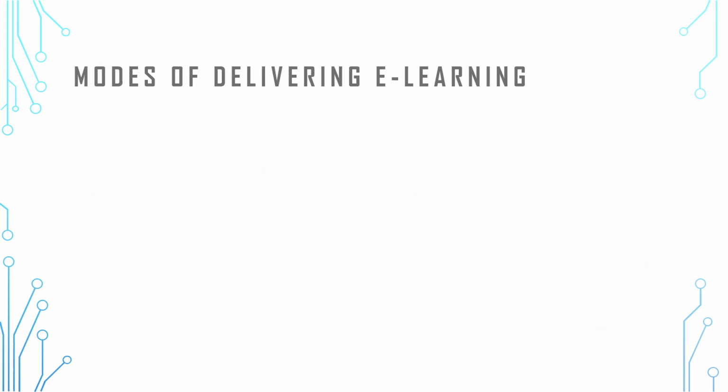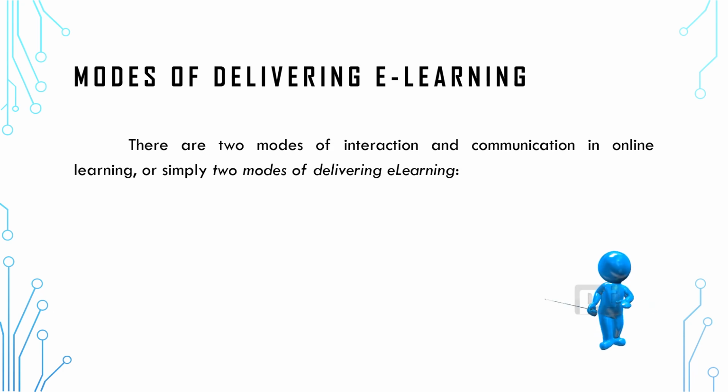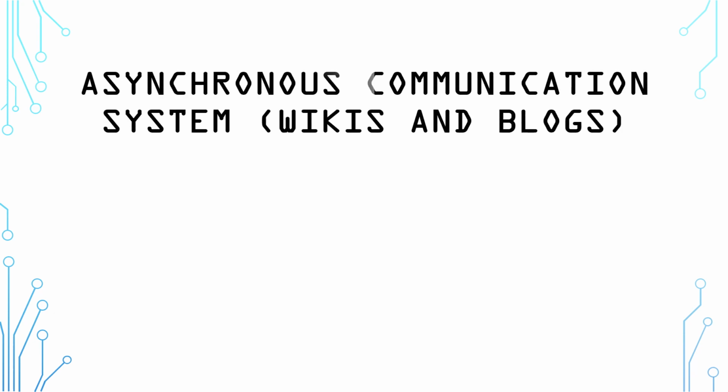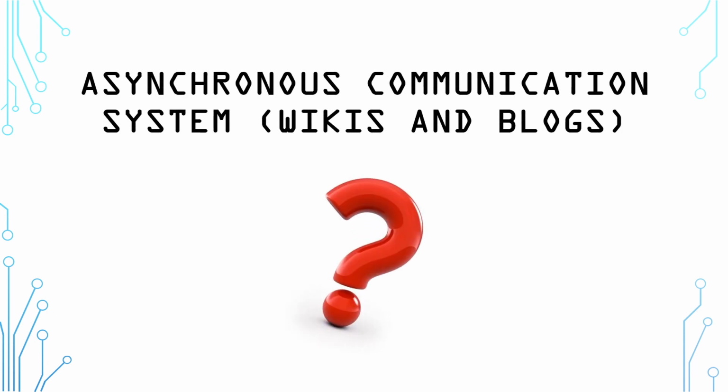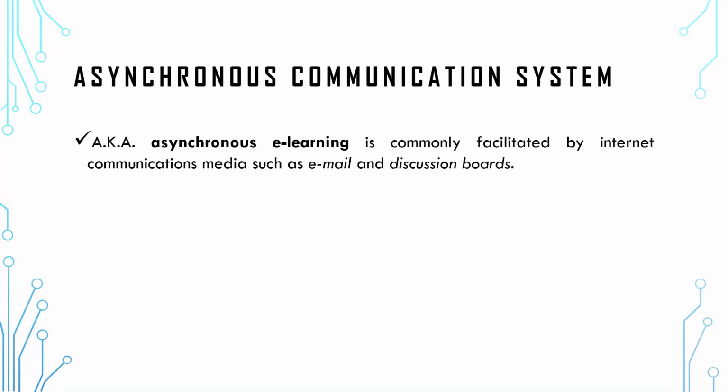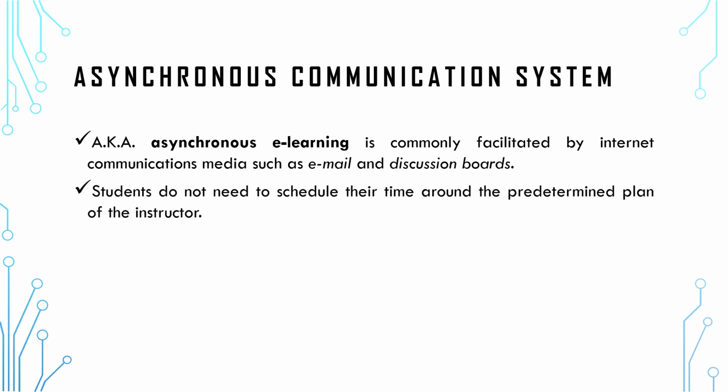Now, there are two modes of delivering e-learning: asynchronous and synchronous. So, what do you mean by an asynchronous communication system? An asynchronous communication system, also known as asynchronous e-learning, is commonly facilitated by internet communications media such as email and discussion boards. Here, students do not need to schedule their time around the predetermined plan of the instructor.